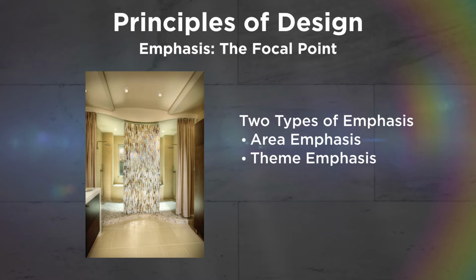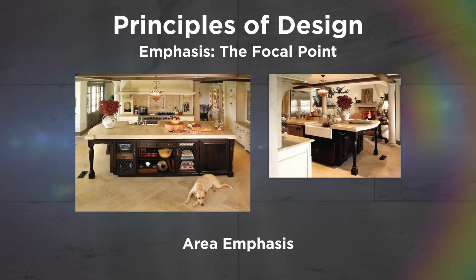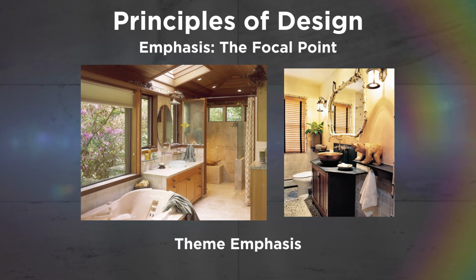The next principle of design involves the overall center of interest in the room. The focal point in the design is carefully crafted so the viewer's eye is drawn to it easily, usually immediately upon entering the space. There are two types of emphasis. Area emphasis pulls the viewer's attention to an area in the kitchen or bath space. The design can have more than one focal point. The designer can also create emphasis by allowing the surface selections or the specific style of the space to dominate the room.